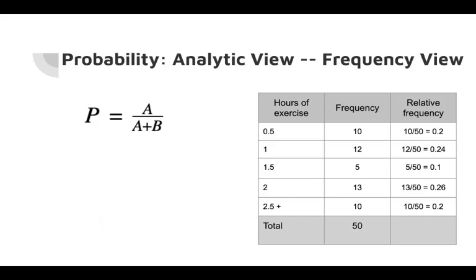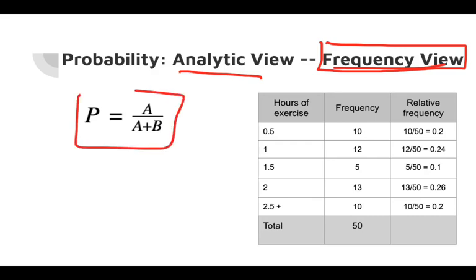There are a couple of different ways to think about and look at probability. There's the analytic view and a frequency way of looking at it. The frequency way plays more to the statistics that we've been looking at. But the analytic view is you can calculate a basic probability.